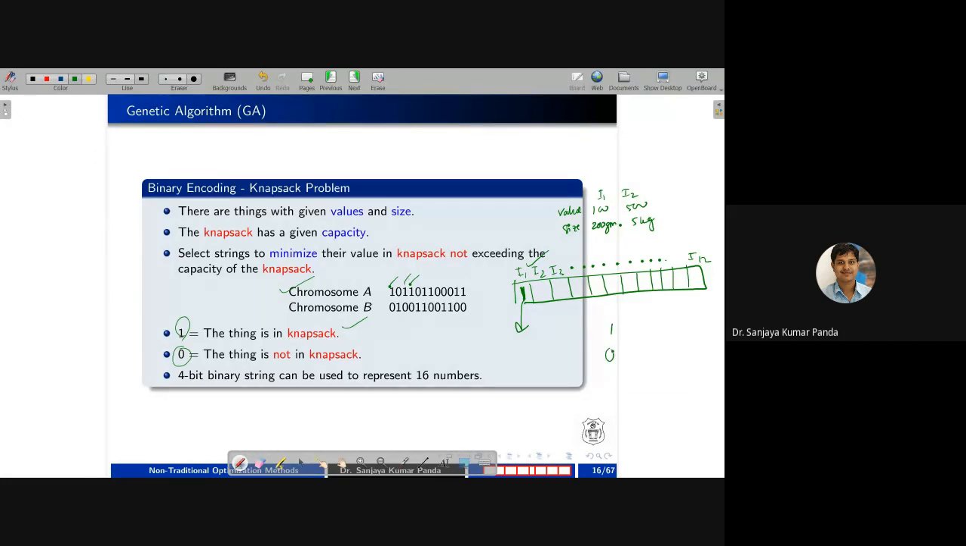But in your respective problem, you may put these strings in 4-bit binary or 5-bit binary. Suppose you go for 4-bit, then you get 2 to the power 4, 16 different items. If you represent 5-bit, then 2 to the power 5 is 32. So if the number of items is 16, then 4-bit is sufficient. If the number of items is 32, then 5-bit is sufficient for that particular problem.